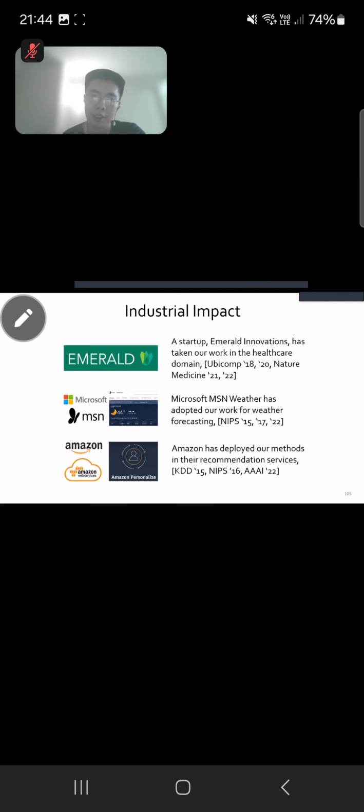In terms of industrial impact, a startup, Emerald Innovation, has taken our work in the healthcare domain and it has become one of the fundamental components in their systems. And Microsoft MSN Weather has adopted our work for weather forecasting. And Amazon has deployed our methods in their recommendation services as well.